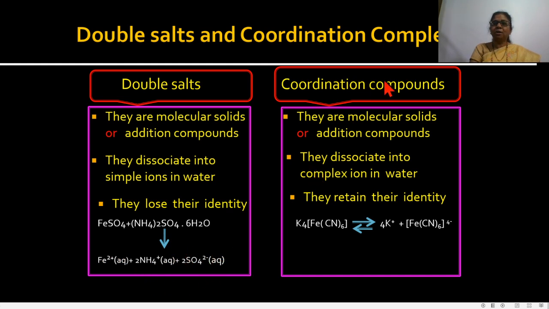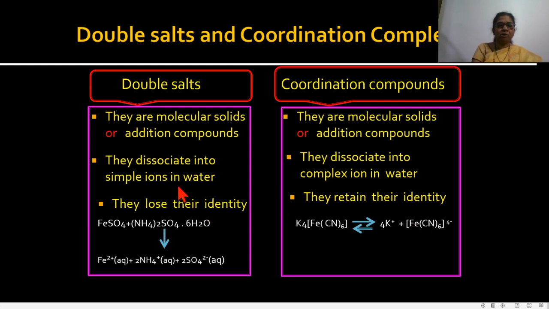And coordination compounds are also molecular solids or addition compounds. They dissociate into complex ions in water, but they retain their identity. For example, this K4[Fe(CN)6], when it dissociates in water, it dissociates as K+ and [Fe(CN)6]4-. This is the complex ion. It dissociates into the counter ion and complex ion.